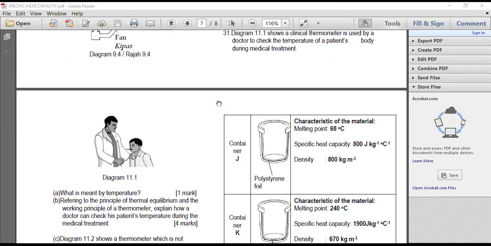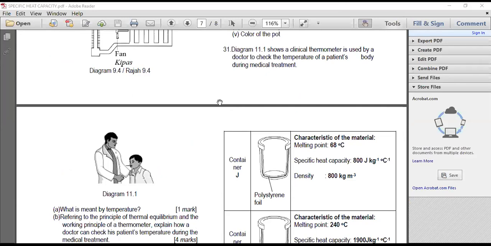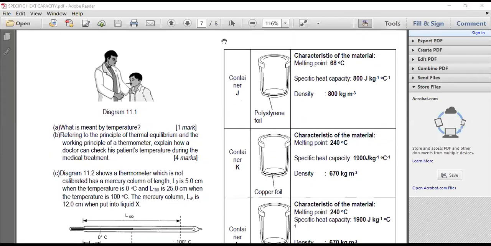Now we look at another example. This one will be another style of your essay question. Diagram 11.1 shows a clinical thermometer used by a doctor to check the temperature of a patient's body during medical treatment. What is meant by temperature? Temperature is degree of hotness. Now, referring to the principle of thermal equilibrium and working with the thermometer, explain how a doctor can check his patient's temperature during medical treatment. This one is 4 marks.